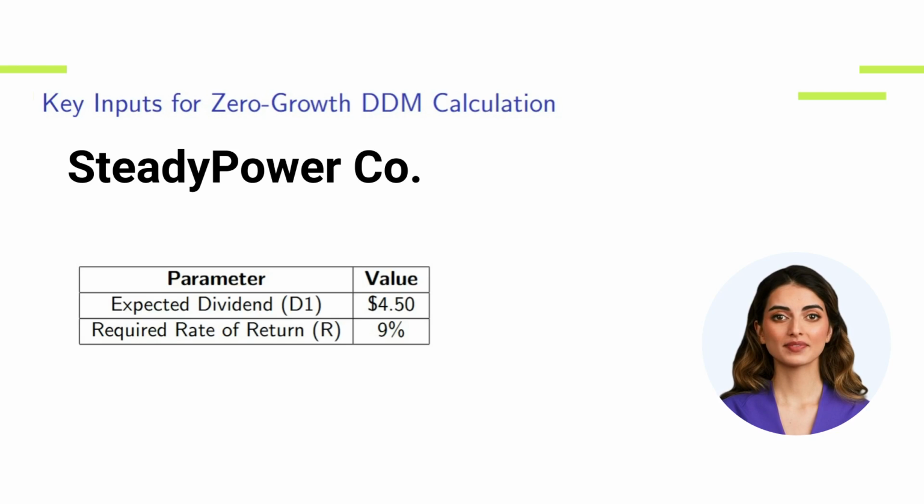So we have expected dividend, D1, $4.50. Required rate of return, R, 9%. Now let's plug these numbers into the formula.